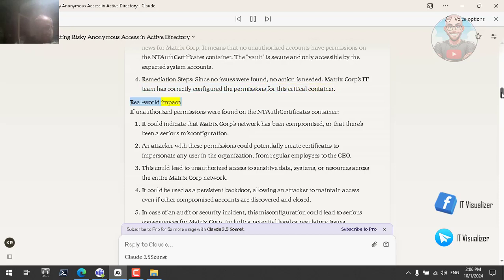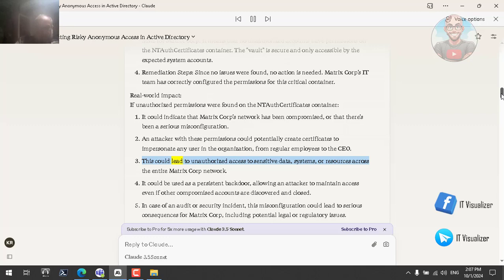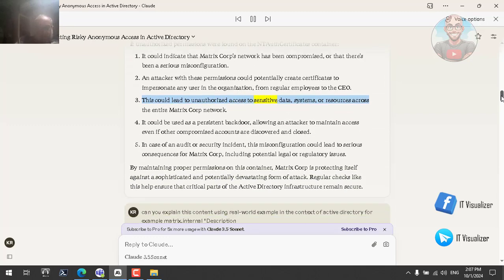Real-world impact. If unauthorized permissions were found on the NTOS certificates container, it could indicate that Matrix Corp's network has been compromised, or that there's been a serious misconfiguration. An attacker with these permissions could potentially create certificates to impersonate any user in the organization, from regular employees to the CEO. This could lead to unauthorized access to sensitive data, systems, or resources across the entire Matrix Corp network.